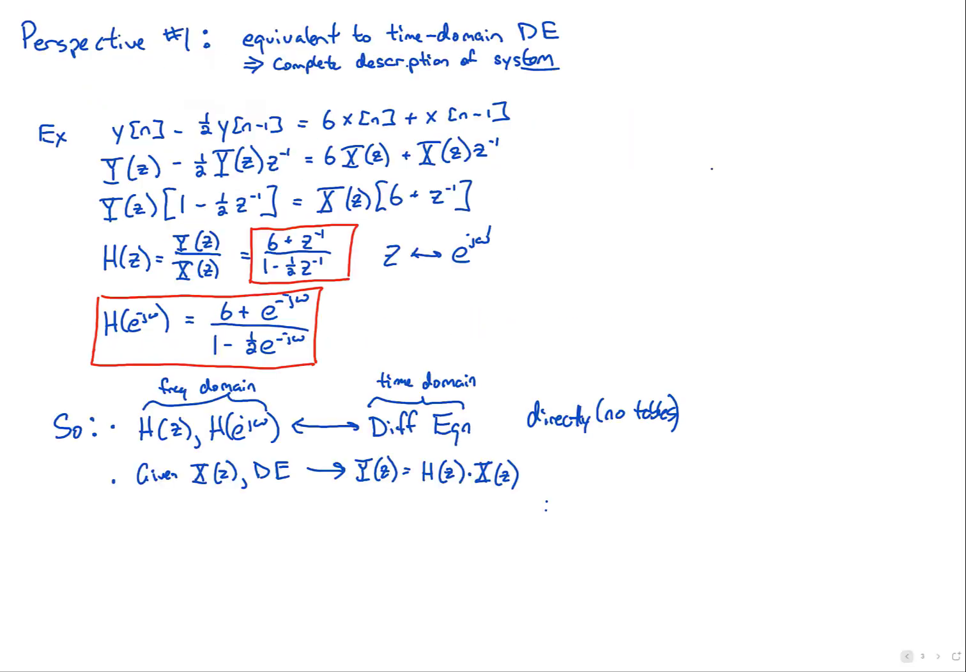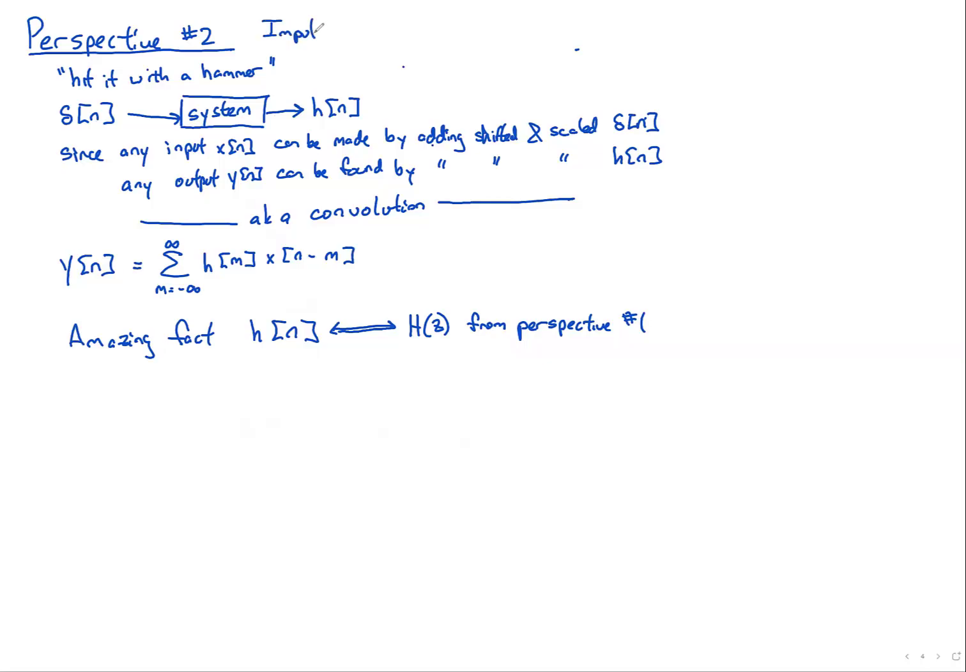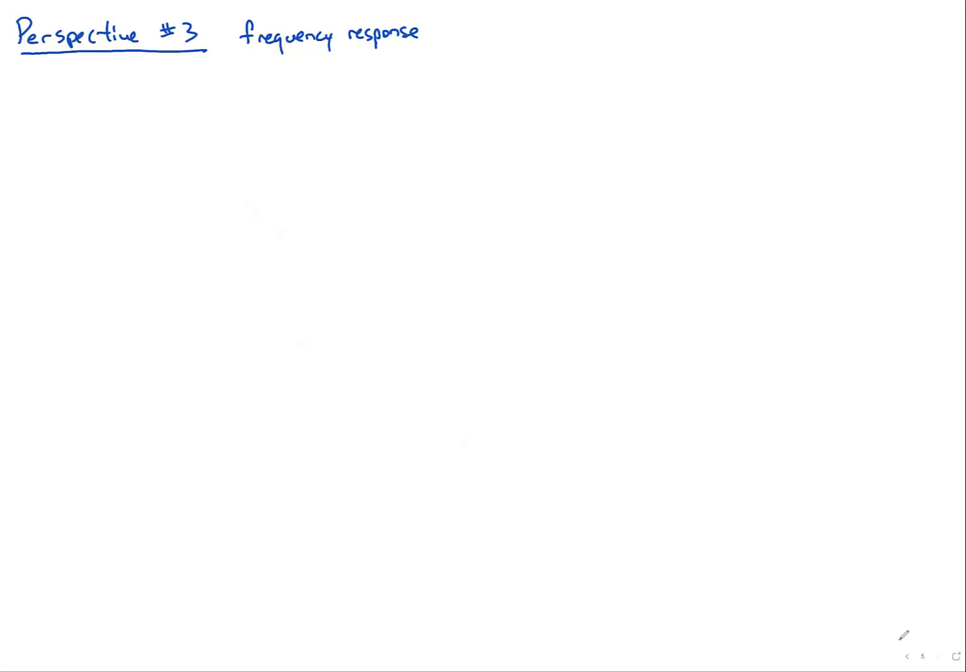There is a third way to look at things too, which at first also seems completely unrelated. And the third has to do with it being a frequency response. So maybe a nicer way of summing this up is that our first perspective is all about seeing how it's related to the difference equation. Our second perspective is seeing how it's related to the impulse response. And the third is its frequency response.